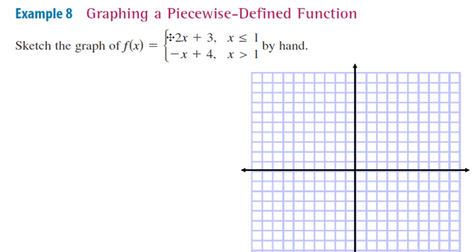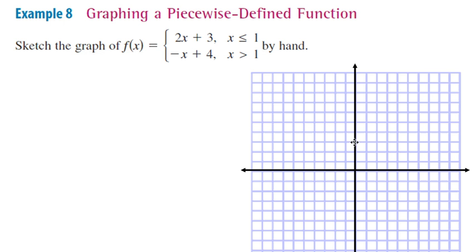Okay, what I want to do is I want to graph 2x plus 3. Now, I'm not going to make a table here. We should be able to graph 2x plus 3, right? I mean, this is just a line. Okay, so watch this. I know it says when x is less than or equal to 1, but let's just graph this right now. 2x plus 3.